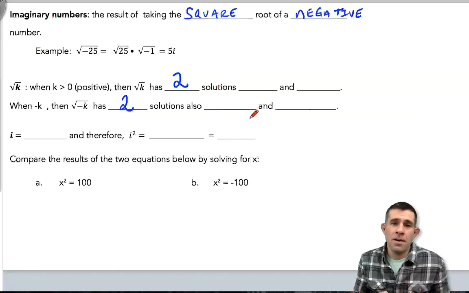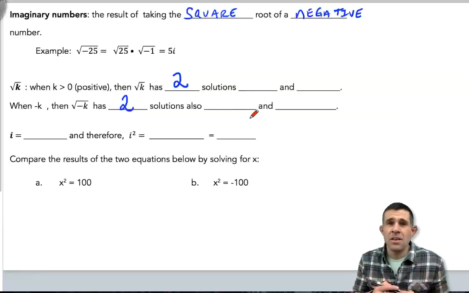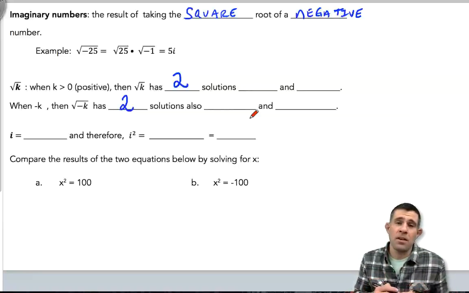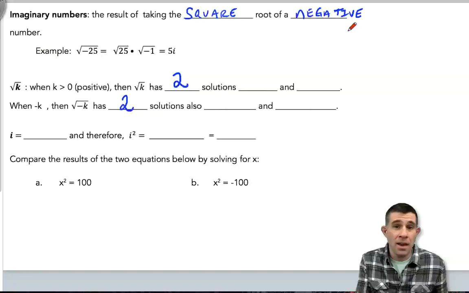Hey guys, today we're talking about imaginary numbers. Now, that might sound kind of fictitious or made up, but imaginary numbers actually have some real life applications. Now, what exactly are imaginary numbers? Well, imaginary numbers result from taking the square root of a negative number.